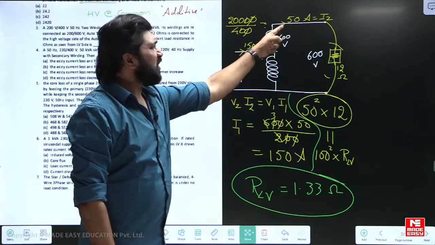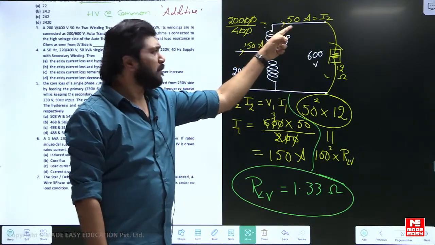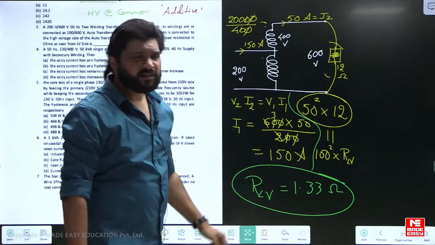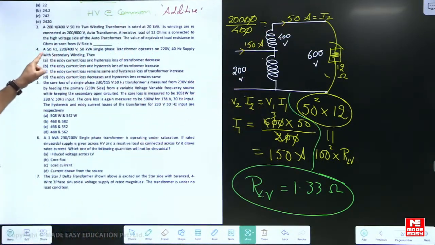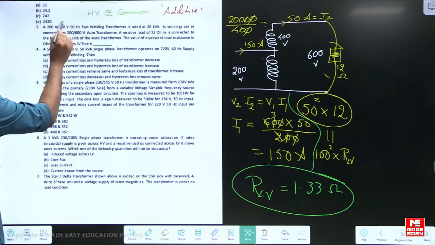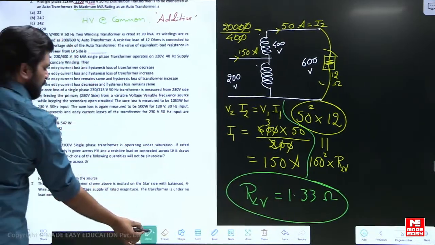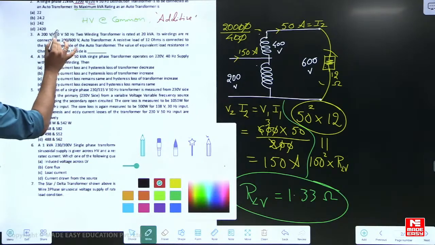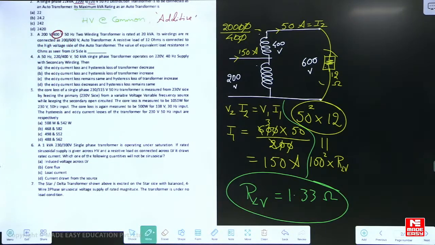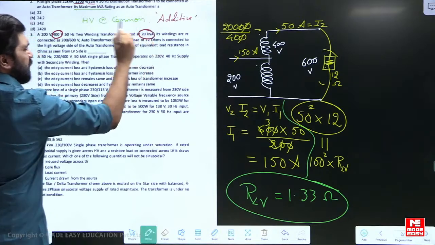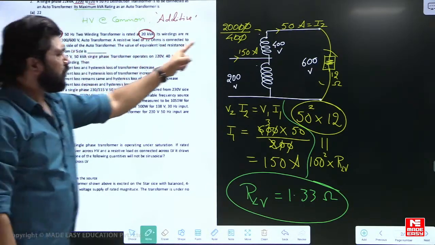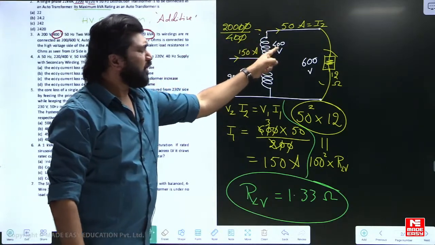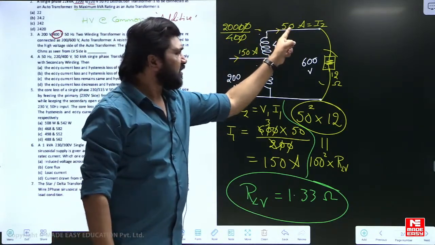Someone is asking what is this current rating here, 50 ampere. How this 50 ampere came: this is the 400 volt winding. In the question, it is a 400 volt, 20 kVA transformer. So 20 kVA by 400 volt, if you put, you will get the current rating of this particular winding. That is this current rating.